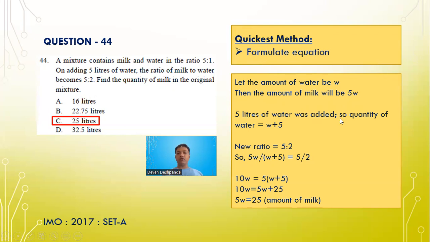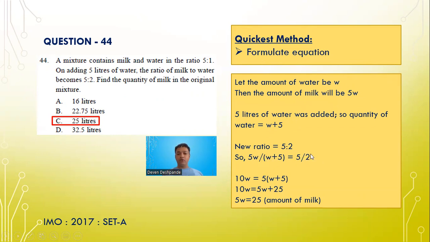And 5 liters of water was added to the quantity of water. So the new water quantity will be W plus 5, isn't it? And the new ratio is 5:2. So milk remains the same, isn't it? Even if it is dissolved in water, the amount of milk remains the same, 5W. So 5W upon the new quantity of water, which is W plus 5. The new ratio is 5:2. So 5W upon W plus 5 is 5 upon 2.